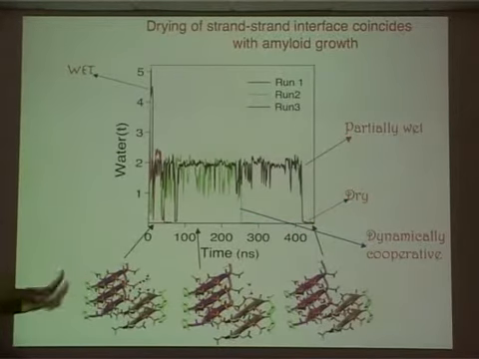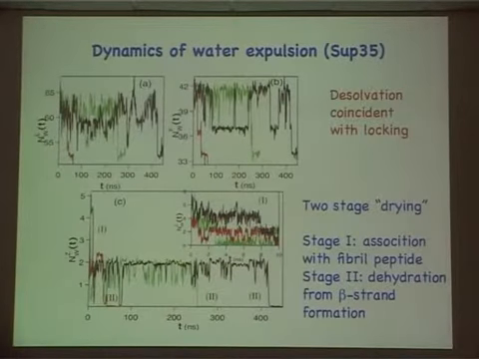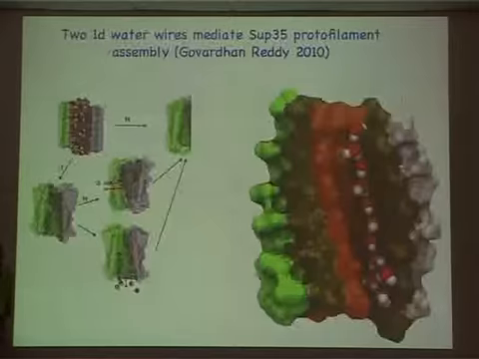This is for this polar sequence. And this loss of water is dynamically cooperative, and it's two stages. Stage 1 is associated with peptide dehydration of beta strand. And so I think I want to contrast that with A beta.